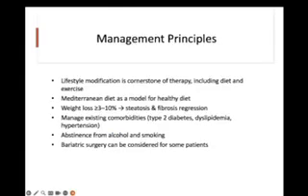How do we manage them? So lifestyle modification is the cornerstone of therapy, meaning healthy diet and exercise. Mediterranean diet is a good choice for healthy diet. Weight loss, 3 to 10%, was shown to reduce steatosis and help in fibrosis regression. Again, we have to manage existing comorbidities like type 2 diabetes, dyslipidemia, hypertension. We have to strongly encourage patients to avoid alcohol and smoking, and bariatric surgery can be considered for some patients who need weight reduction.